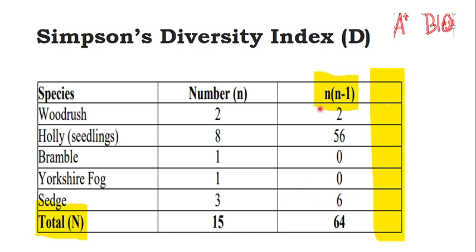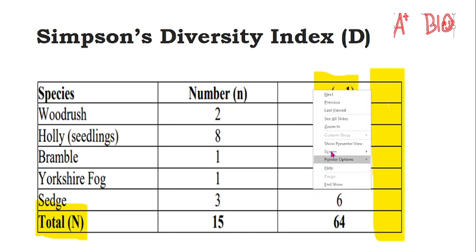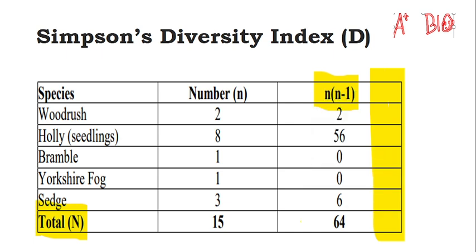Now after calculating n times n minus 1, you're going to have the summation. Summation means, when we come here, I will write that: this is the summation of n times n minus 1. It means you are going to add all of this. Should add this, then the answer here is 64. Now I hope we are done.